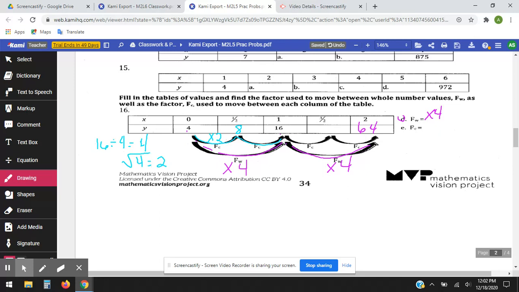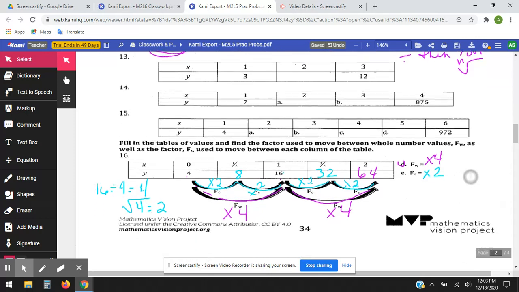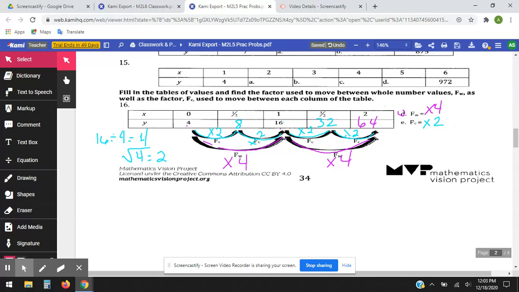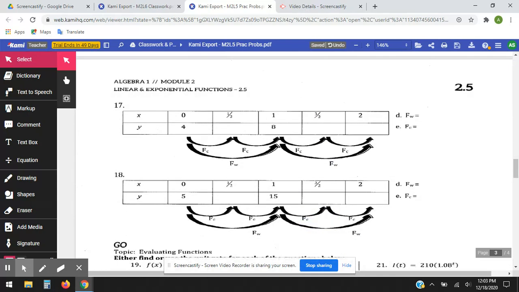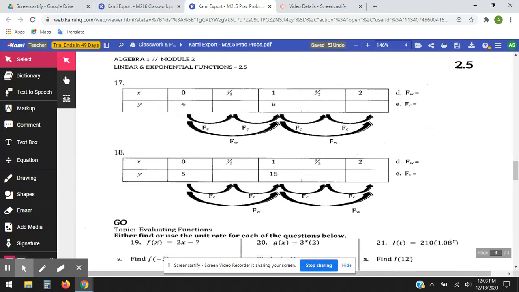There's my 8. 8 times 2 is 16. 16 times 2 is 32. 32 times 2 is 64. So my F of E is a times 2. So we're just practicing that geometric meanies that we were doing up here on these guys up there. But now we've just got different layers of jumps we're practicing. So let's go to the next ones and see what we've got here.